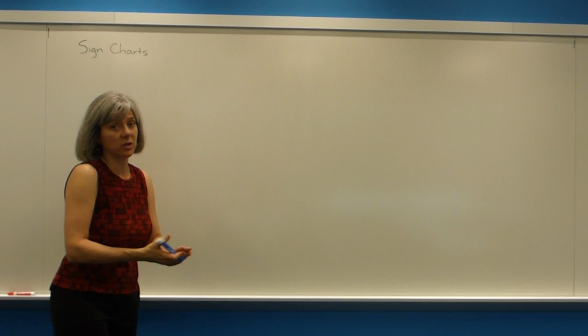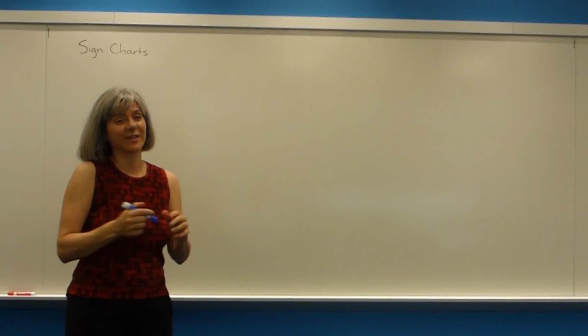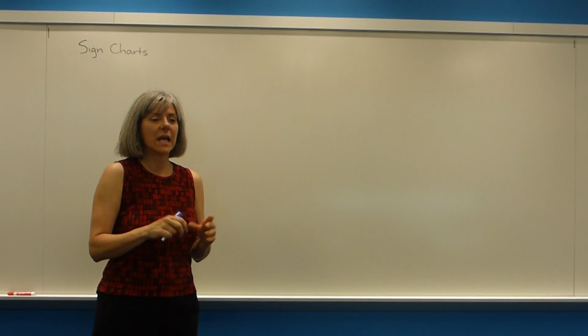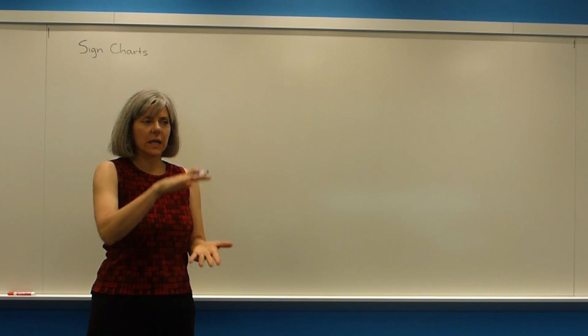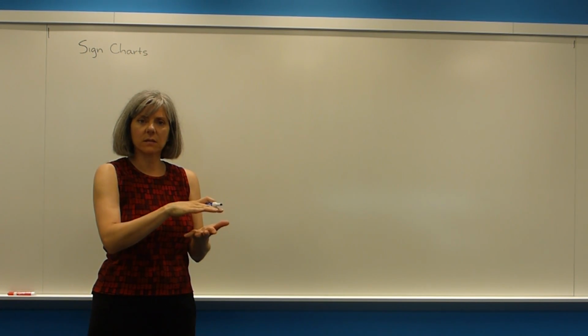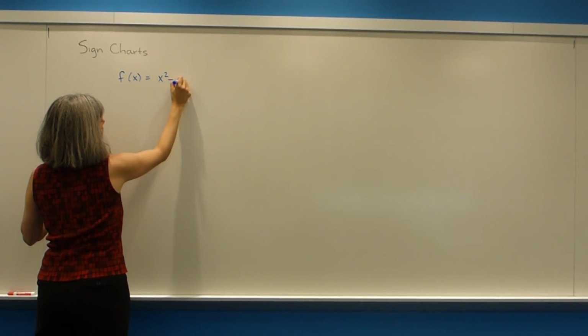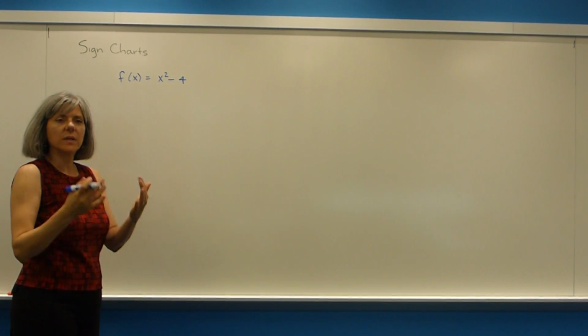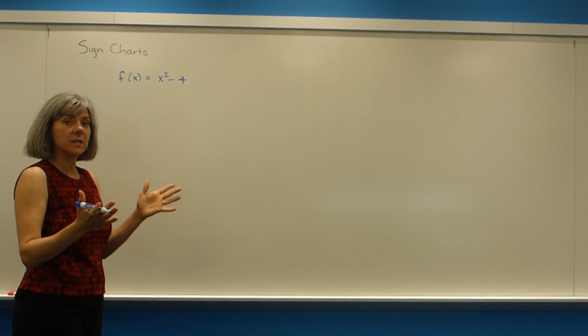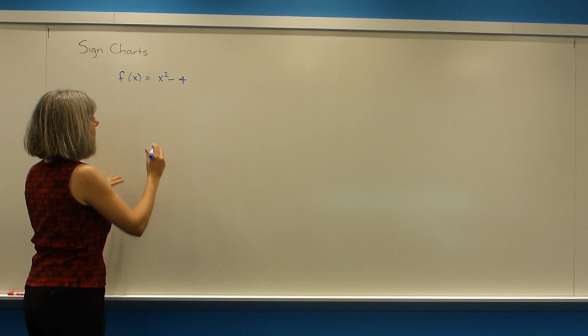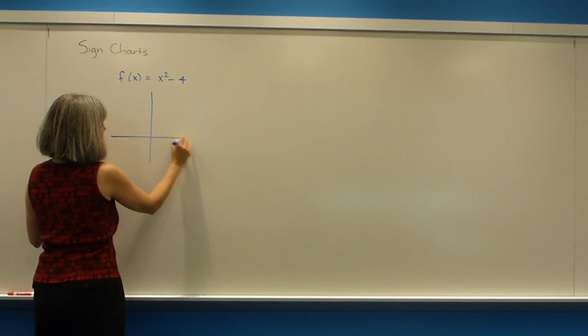So we're going to start with sign charts. Sign charts, I think, are actually kind of cool. You're going to hear me say that a lot. Sign charts are essentially a compressed XY axis. So we can graph something like f of x equals x squared minus 4. We know it's a parabola, shifted down by 4. We know that its x-intercepts are plus and minus 2. So we can graph that here.